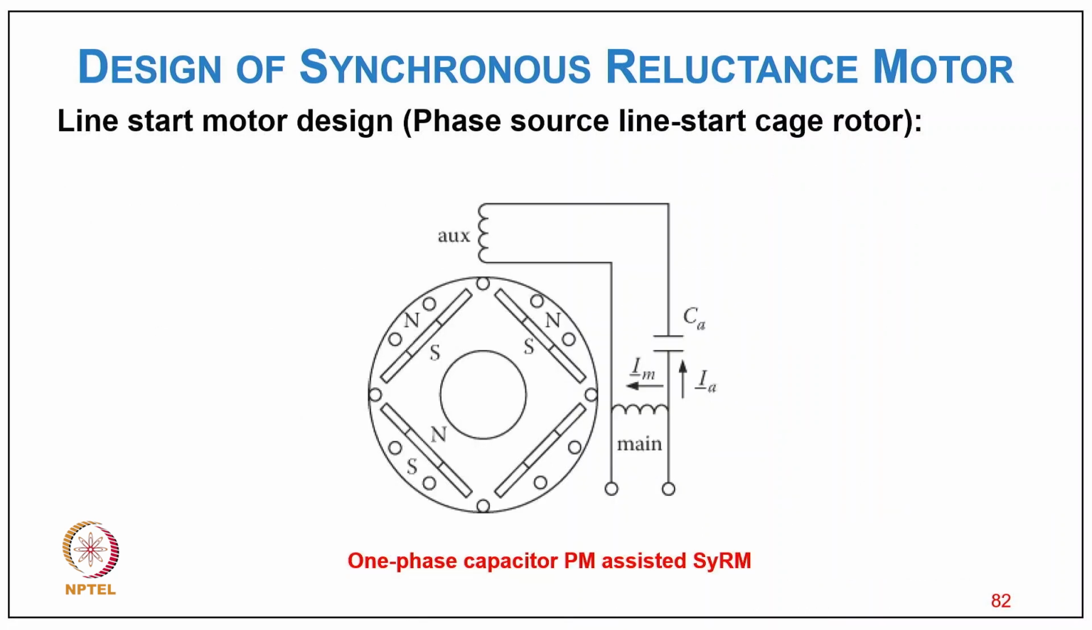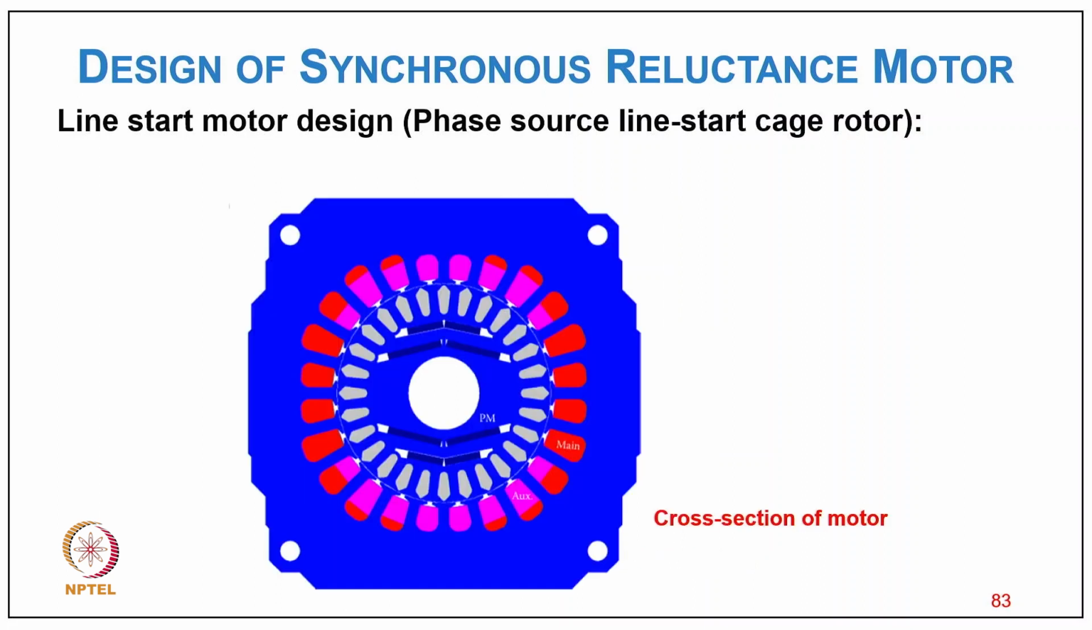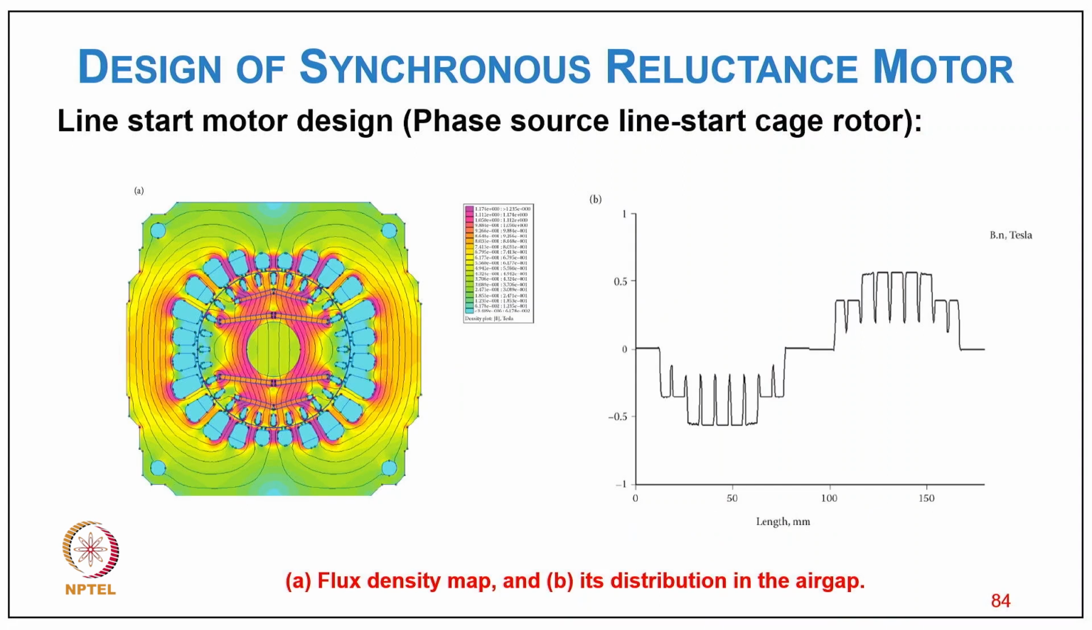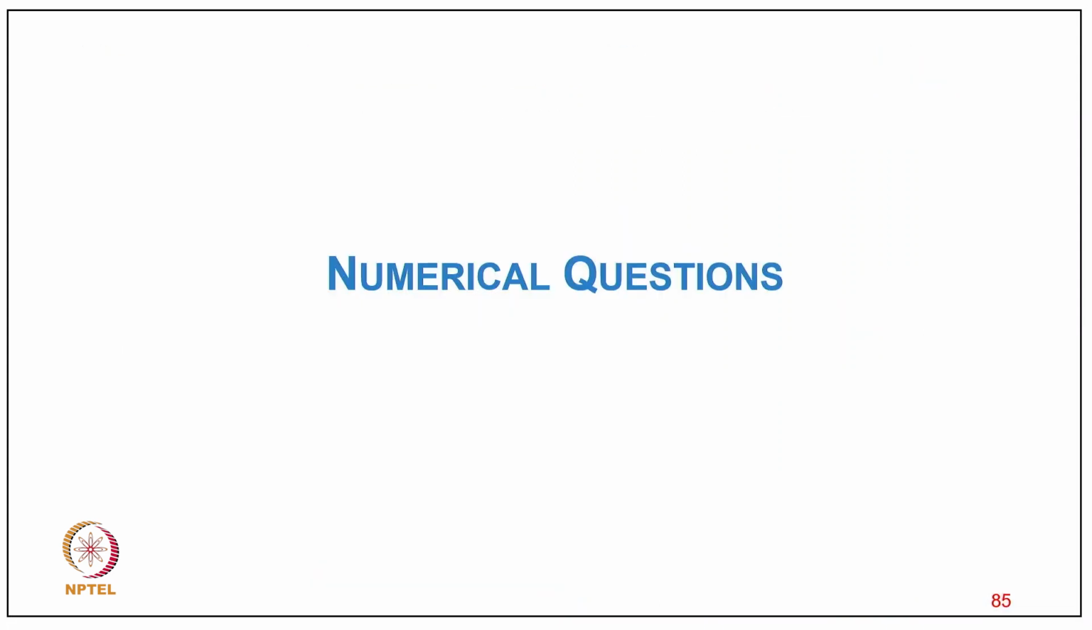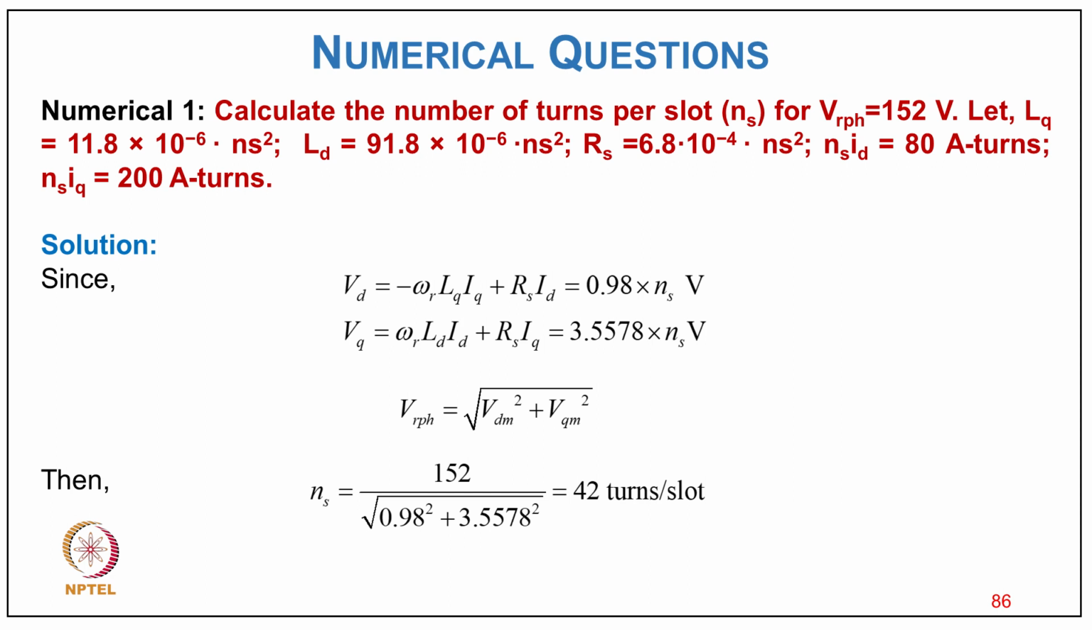And here you can see the one phase capacitor assisted synchronous reluctance motor, and typically here the cross section of the motor, and the flux density distribution in the air gap. Now coming to the numerical questions.